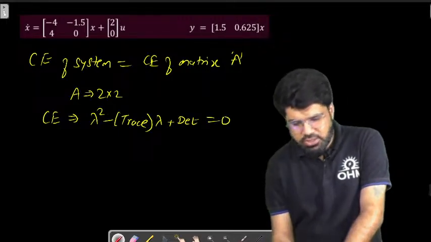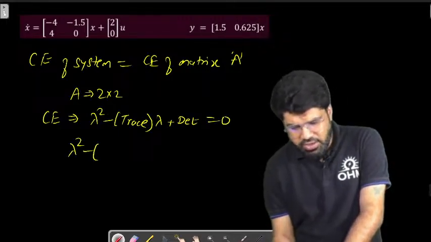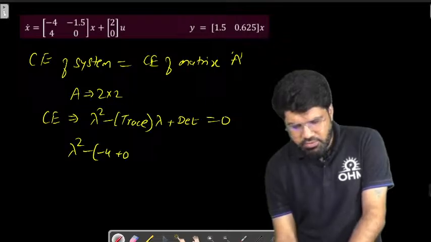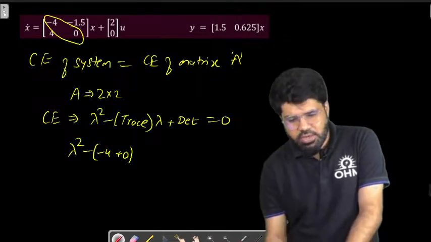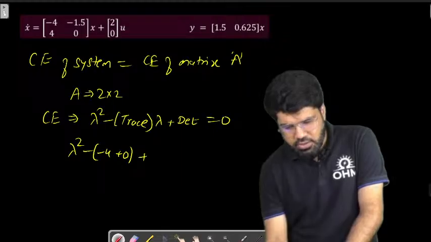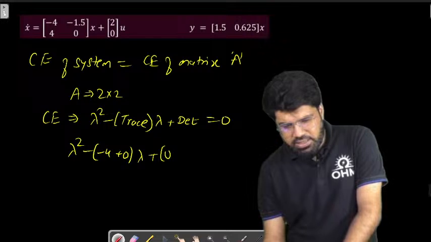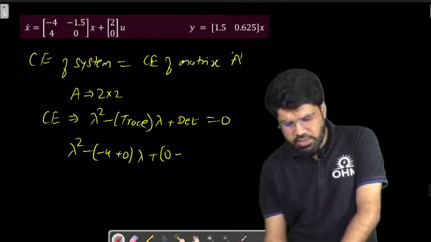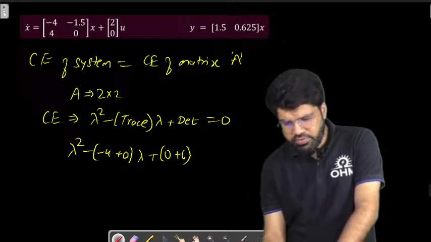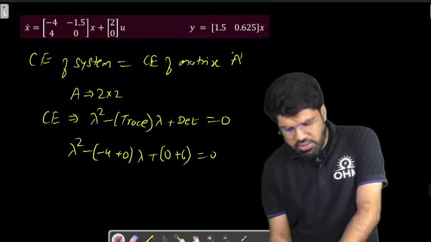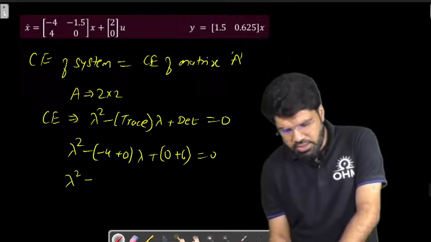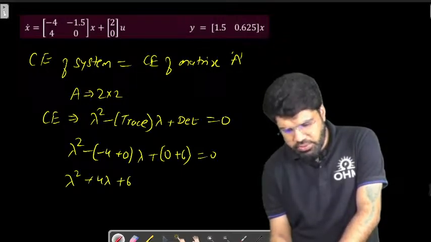So lambda square minus trace, which means sum of diagonal elements, minus 4 plus 0, into lambda plus determinant. Cross multiplying: 0 minus of 4 into 1.5 (minus minus becomes plus), and 4 into 1.5 is 6. So what is this? Lambda square plus 4 lambda plus 6 equal to 0.